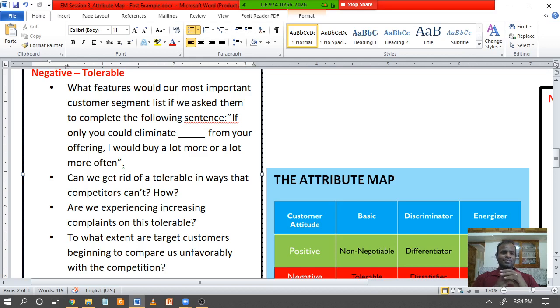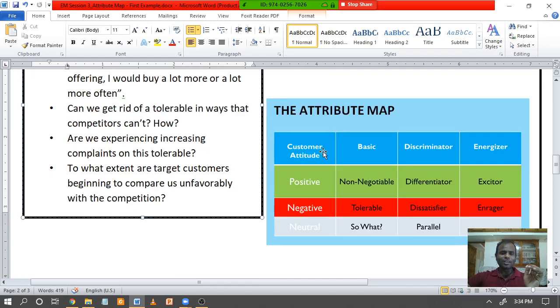Yes, sir. So do you think if this is taken care of, this can go into positive differentiator or positive exciter? Yeah. So what is tolerable, if it is taken care of properly, it can actually move on to positive differentiator or positive exciter. Now this is what a person with an entrepreneurial mindset is. It takes the negative attitude of the customer and tries to convert it into a positive differentiator or positive exciter.